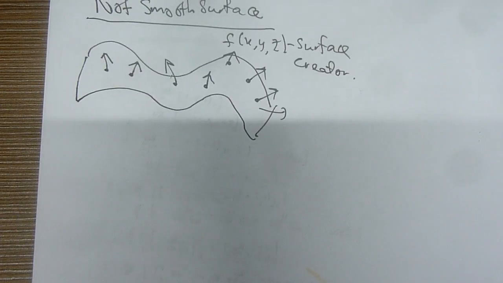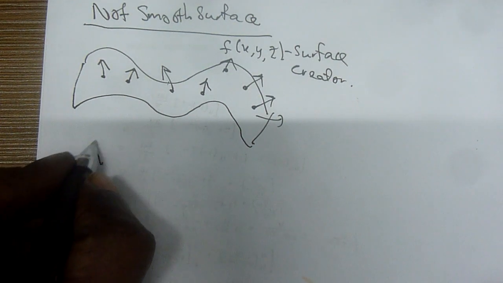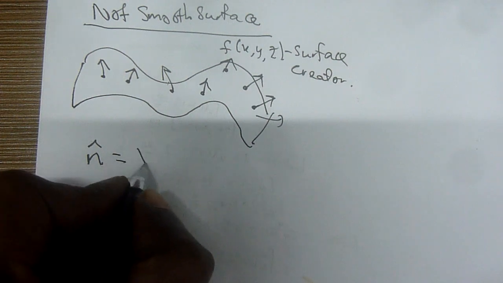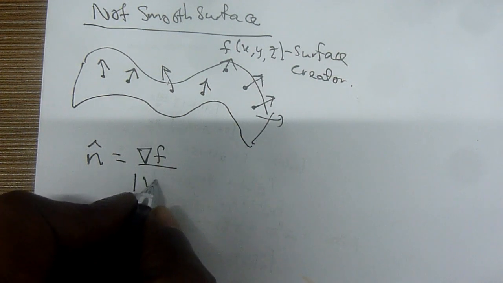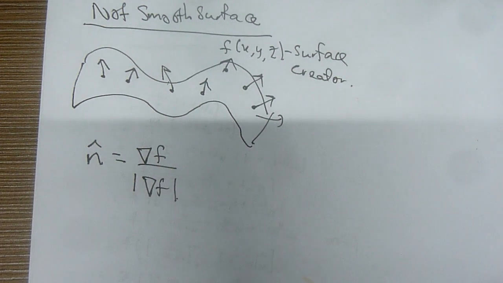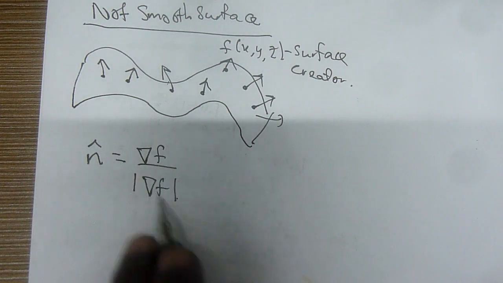What is the best way to calculate this? In order to calculate, we need to use the normal vector, the gradient of f and the unit of the gradient. Now, for the first time you are seeing the gradient come back again. We are seeing the gradient of f and the unit of the f.